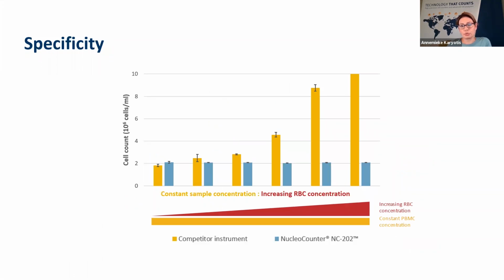What we looked at was the 202, which is the blue bars, and another instrument that uses bright field microscopy, to see the effect of the red blood cell contamination. Even up to, I think, the top concentration of 2 times 10 to the 7 red blood cells per mil, the NC202 was not affected, the cell counts were not affected. However, you could see that the other instrument was quite badly affected in terms of cell count. So it's important to look at these things and see if the cell counts are affected.